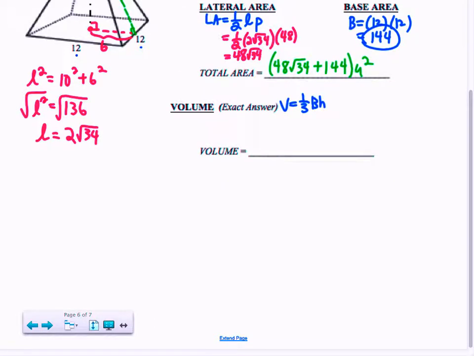So that would come out to be 1/3 times 144 times 10, which for me came out to be 480. So my volume should be 480 units cubed.